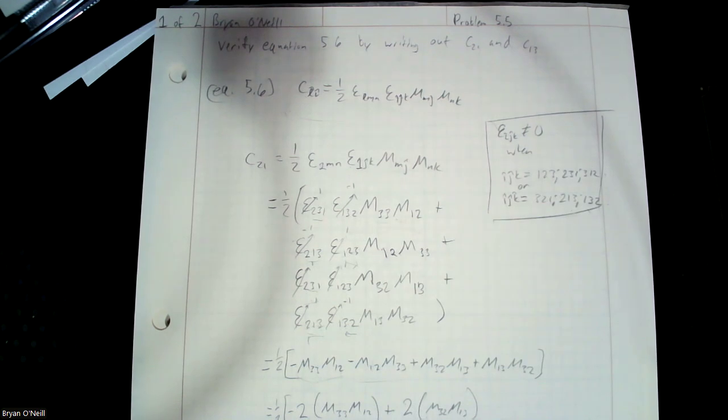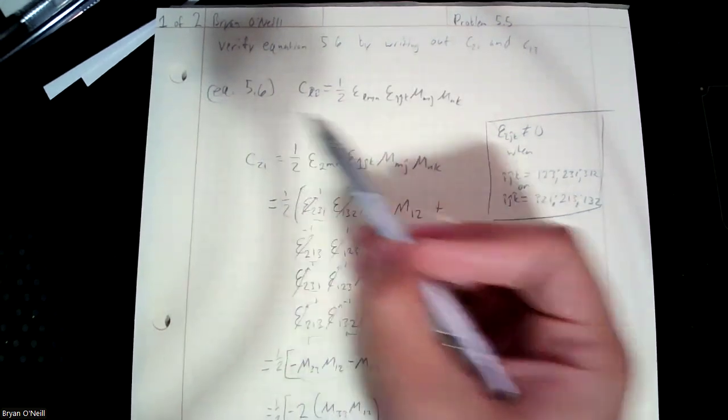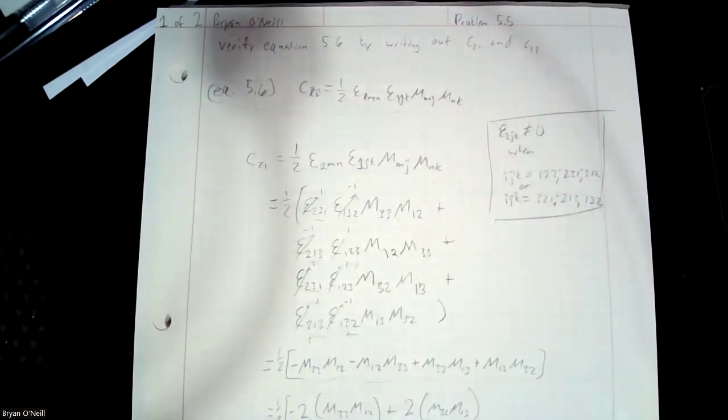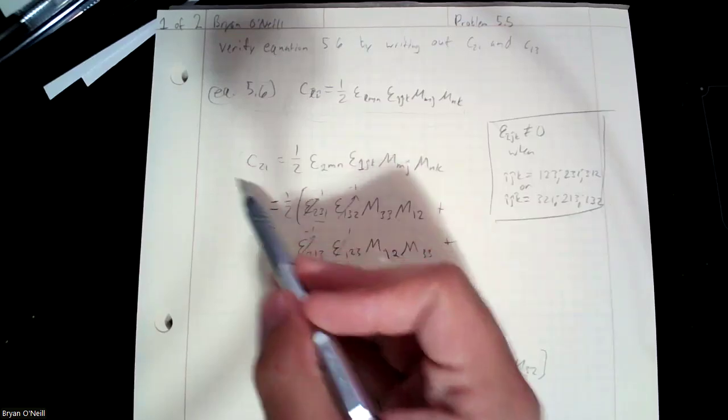So I'm going to attempt to solve problem 5.5, which states: verify equation 5.6 by writing out C21 and C13. So I wrote out equation 5.6 here. This is what we're going to use to plug our numbers in. So substituting 2 for l and 1 for i, we get this right here.